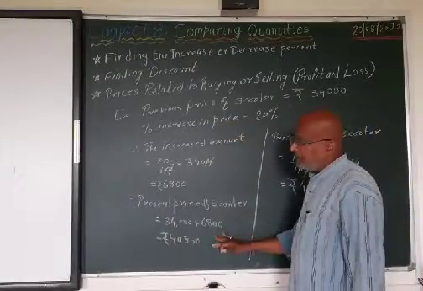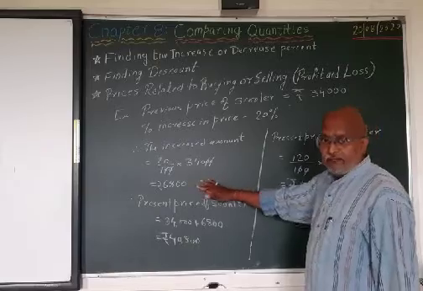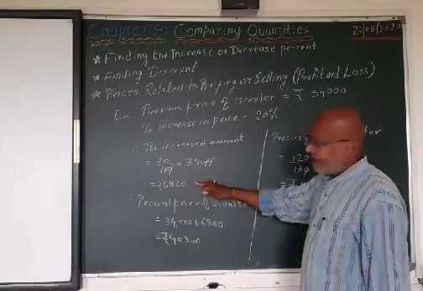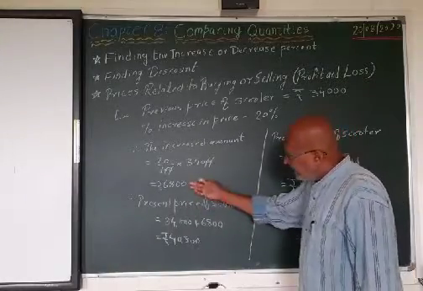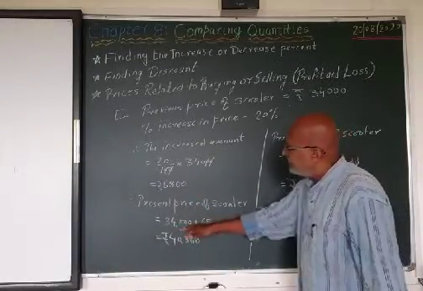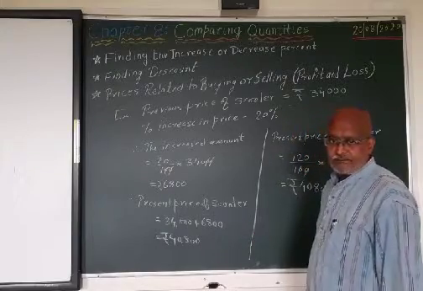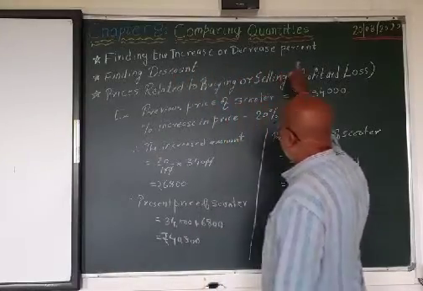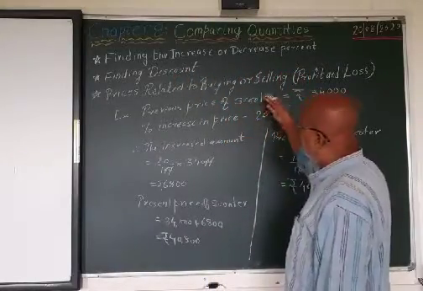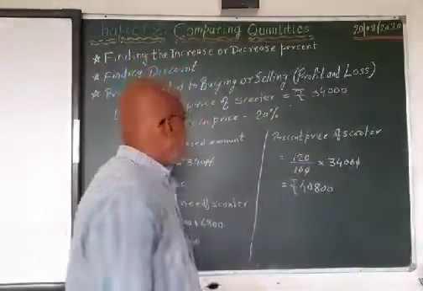This is a bit longer. First you have to find the hike in the price, that is 6,800 will be the hike, and that hike you have to add to the previous price to get the present price of the scooter. So this is finding the increase or decrease percent. Now this was the increase percent. Now we can see the decrease percent also.